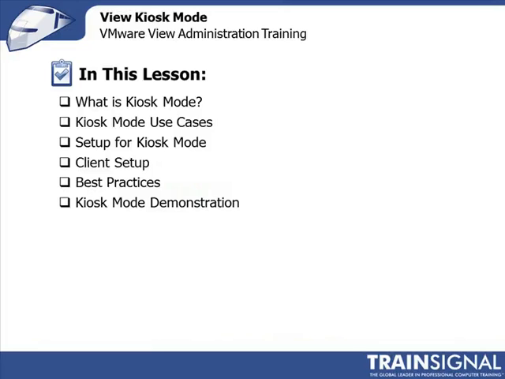So here's what we're going to cover. We'll start by talking about what Kiosk Mode is, and then we'll talk about some of the use cases in which Kiosk Mode can be advantageous to us. I'll cover the steps that you need to complete in order to set up Kiosk Mode, and then we'll talk about what we need to do on the client side. We'll finish up the lecture with some best practices of setting up Kiosk Mode, and then jump into a demonstration where I'll set up our lab environment for Kiosk Mode and show you what it looks like from the client's perspective.